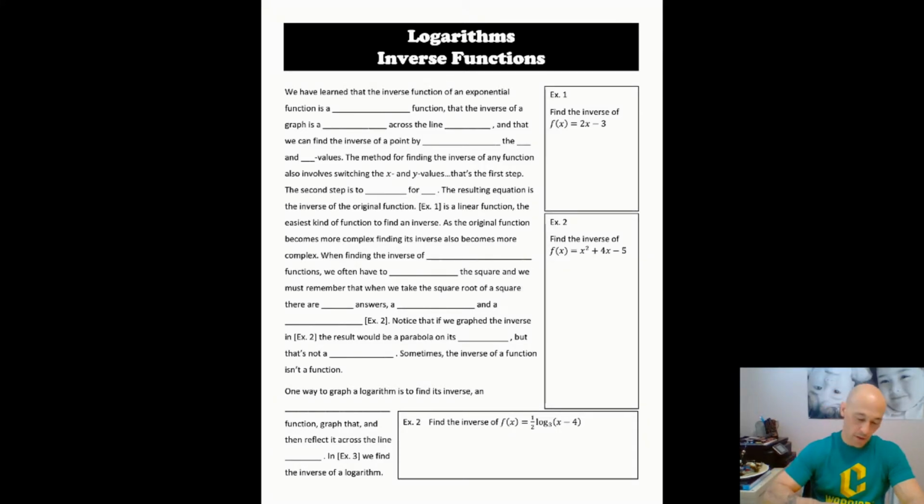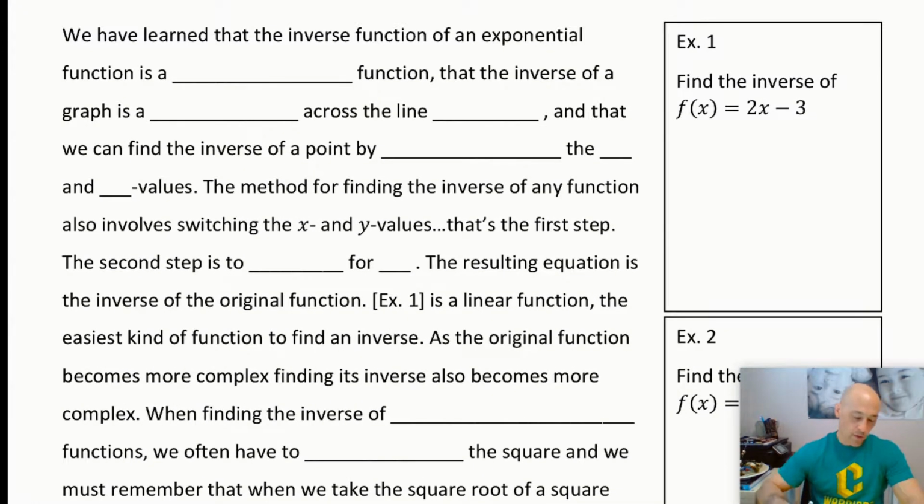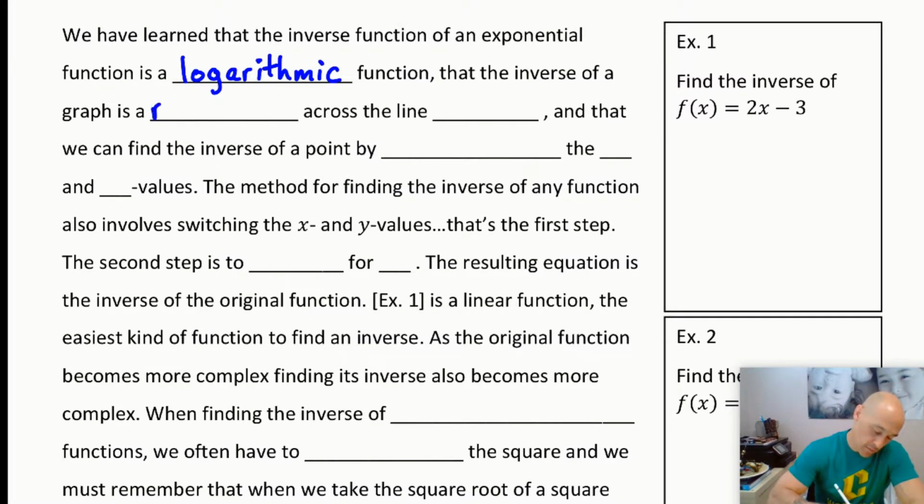Logarithms, inverse functions. We have learned that the inverse function of an exponential function is a logarithmic function, that the inverse of a graph is a reflection across the line y equals x.